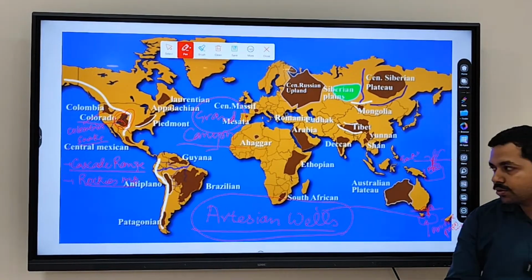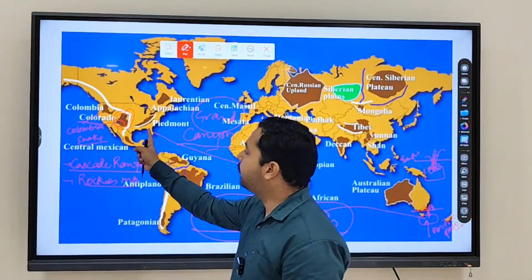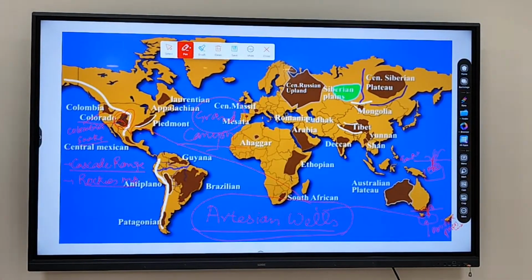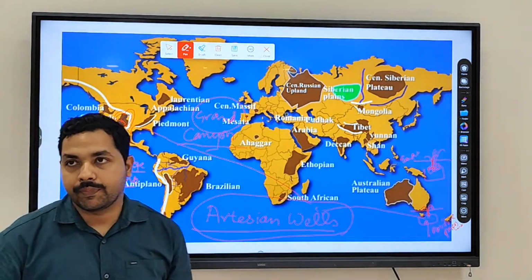Fine. So this Colorado Plateau is also known for artesian wells. Clear? UPSC may ask a question on which plateau is famous for artesian wells. So remember that it is the Colorado Plateau. Fine. Next you write down Deccan Plateau. It is found in India.